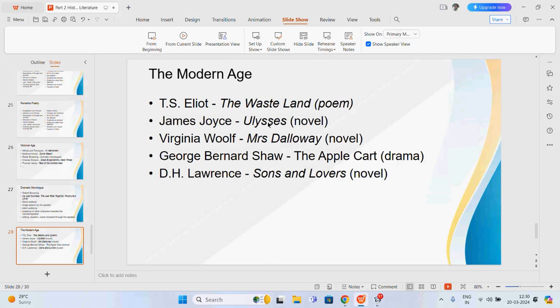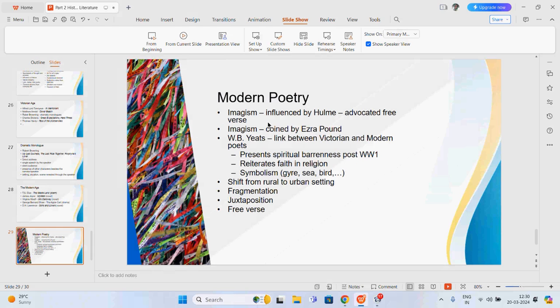Virginia Woolf wrote non-fiction and fiction. Mrs. Dalloway is an example of her novel. George Bernard Shaw, a famous modern age dramatist, wrote several plays. One example is given on your screen: The Apple Cart. Major Barbara is another example. D.H. Lawrence also wrote many novels. Sons and Lovers is one of the examples.